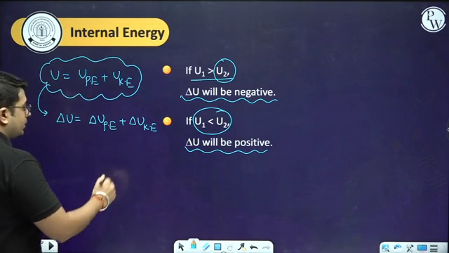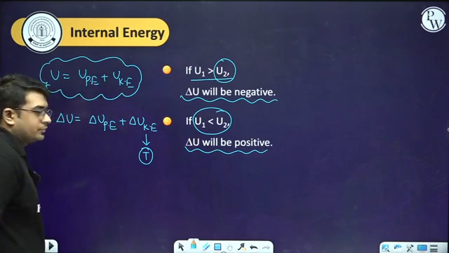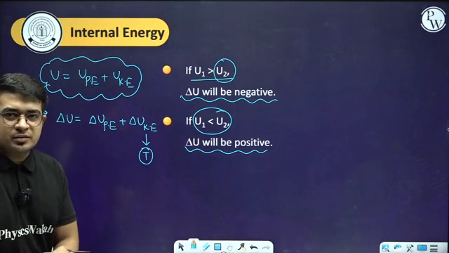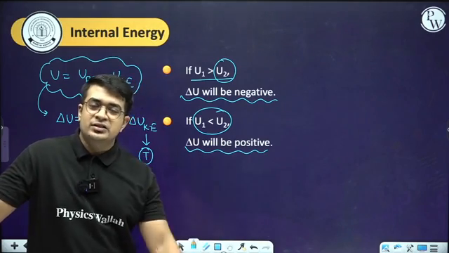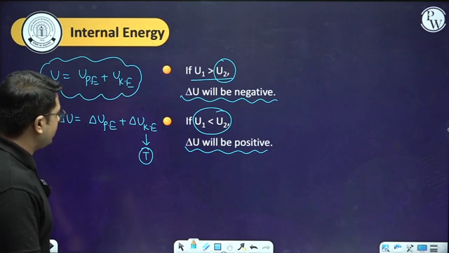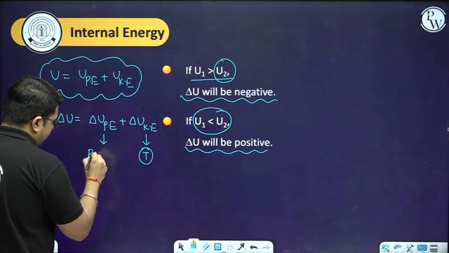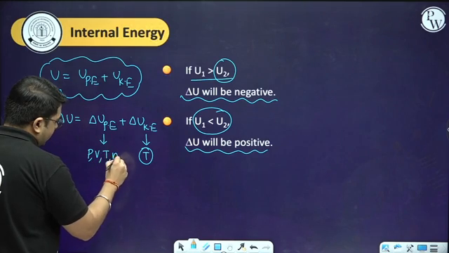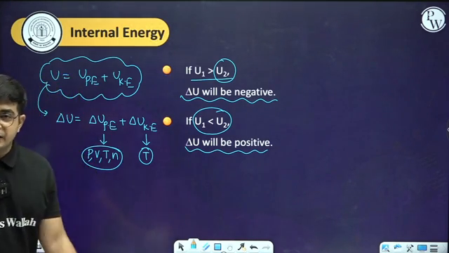And always remember that kinetic energy always depends upon temperature only. Just remember the kinetic theory of gas, which simply says that average kinetic energy depends upon the absolute temperature. So this depends upon temperature only. But this potential energy depends upon the pressure, volume, temperature as well as amount of substance. It generally depends upon everything.